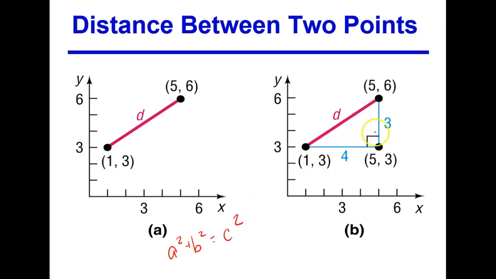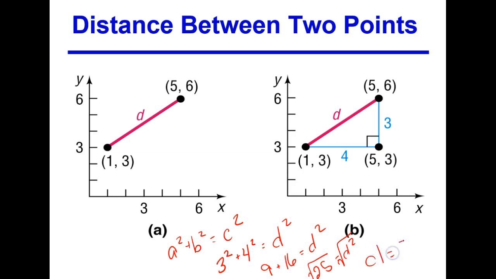Let's go ahead and use that here with my a and b being the legs. I know one leg is 3, one leg is 4, and the hypotenuse was D. So 3 squared is 9, 4 squared is 16, equals D squared. Well, 9 plus 16 is 25. Then I take the square root of both sides to get D by itself, so I see here that D equals 5. I now know the distance between these 2 points is 5.